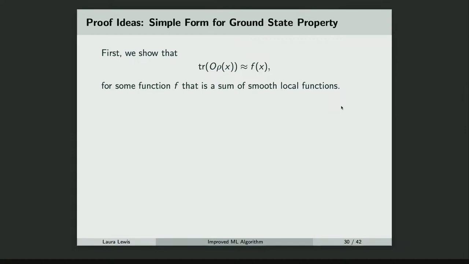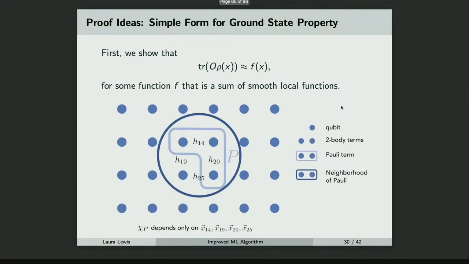Okay, so how do we show this? This really just comes back to the way that I defined the feature vector, and comes back to this picture. So remember what I was saying with this picture was that all of the parameters outside of this neighborhood of this Pauli P don't matter, and we set them all to zero. So the key part of this proof is really showing that this indeed doesn't matter. So showing that if we set every parameter outside of this neighborhood to zero, then the ground state property is not affected much by this. That's really the key idea underlying this.